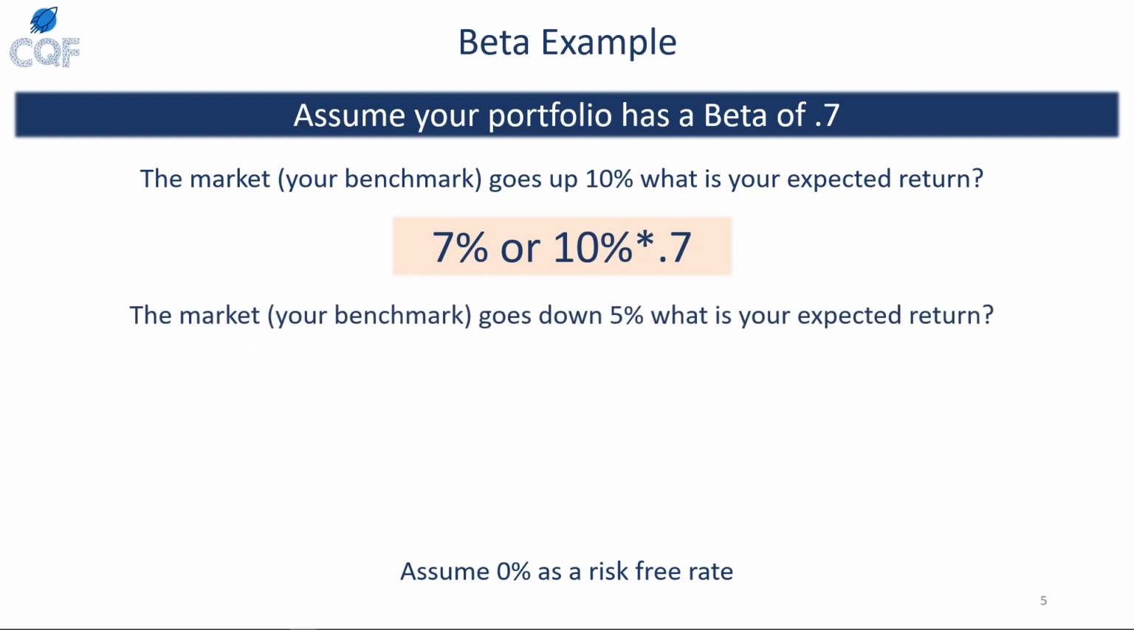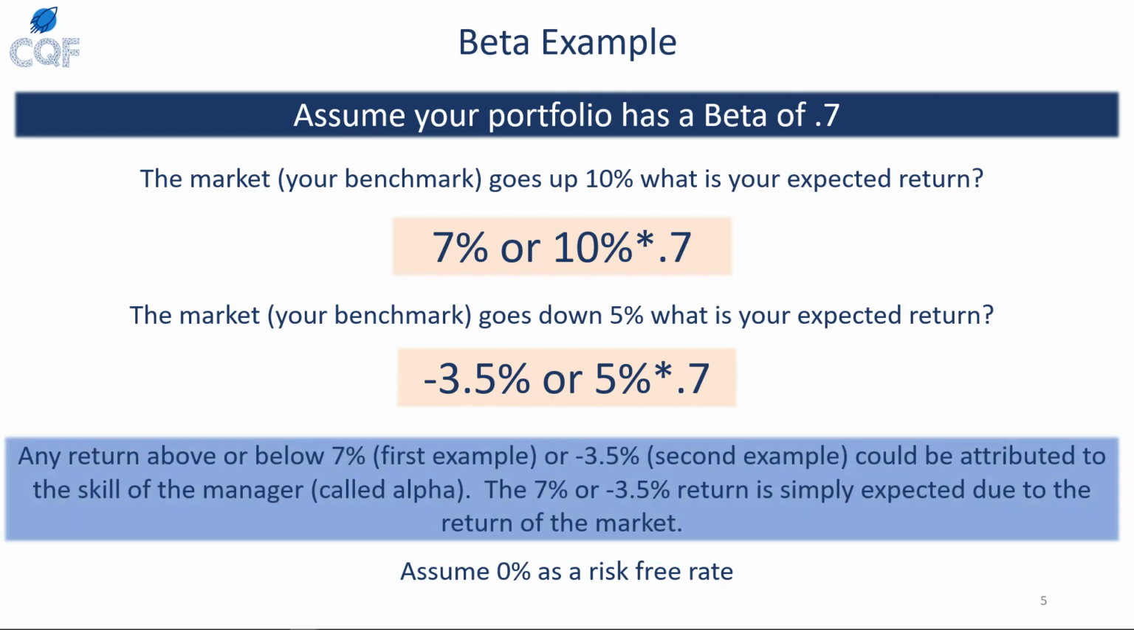So let's say the benchmark goes down 5%. What is your expected return? Minus 3.5%. Because you were low beta, you don't have as much market sensitivity as the benchmark. And any return above 7% or below 7% for the first example, or minus 3.5% for the second example, would be considered alpha or manager skill.